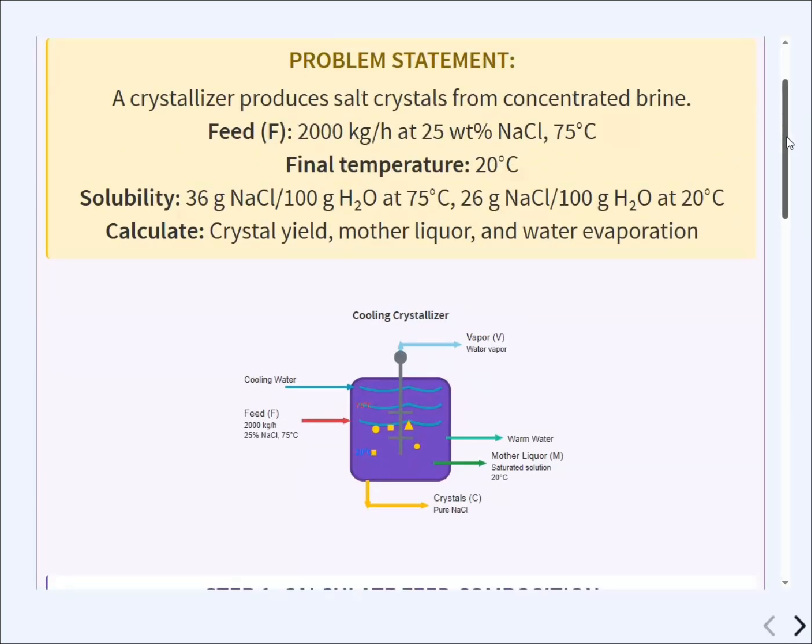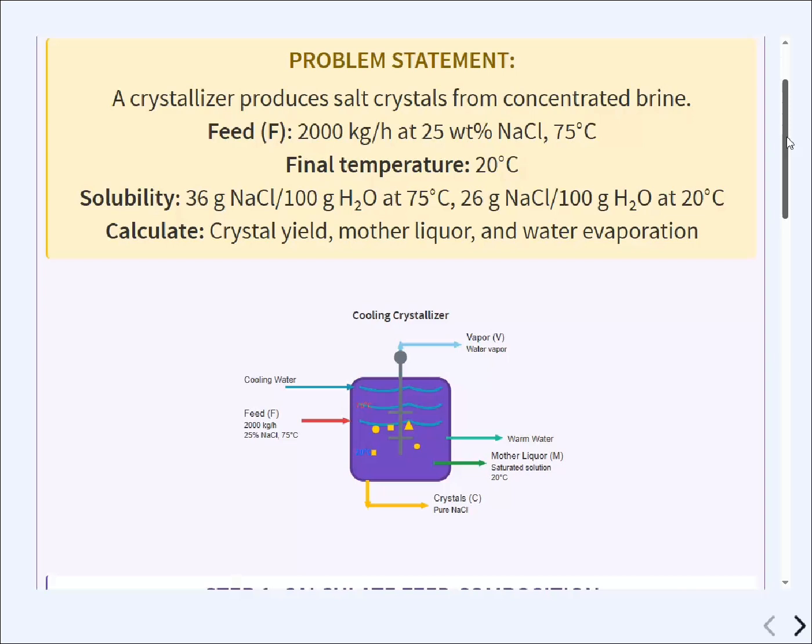We have a crystallizer producing salt crystal from the concentrated brine. Our feed is 2000 kg per hour of solution containing 25% sodium chloride at 75 degrees Celsius. We are cooling this down to 20 degrees Celsius to create crystal.